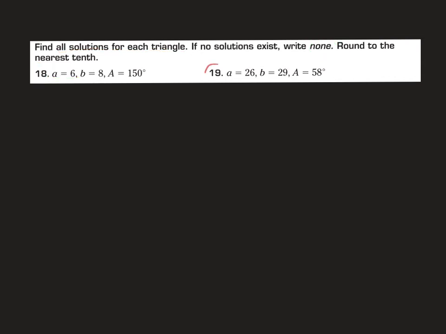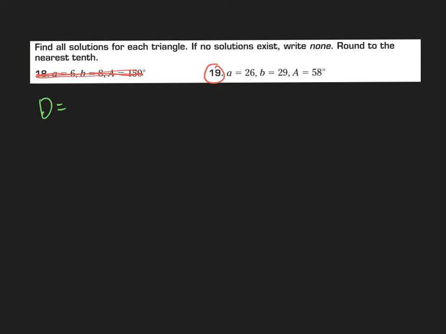On number 19, the objective is the same. Remember, we're not doing 18 here. We are supposed to find all solutions for the triangles. If the solutions exist, we'll find all the missing parts. If they don't exist, we'll put none again like we did on the last one. And you know how I'm going to start this. I'm going to start by listing my information.